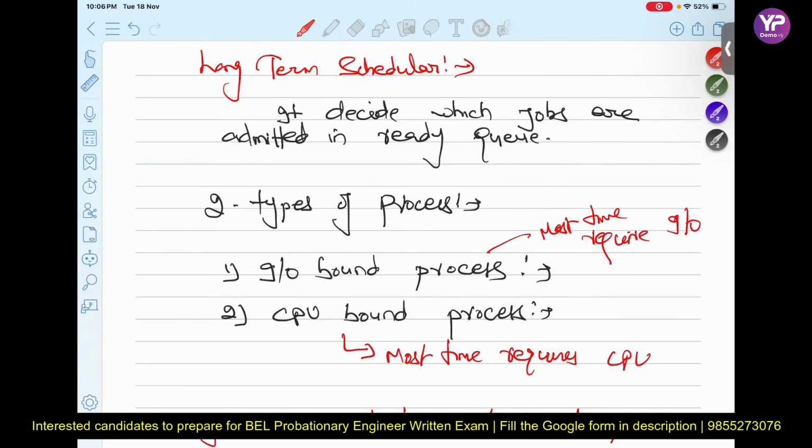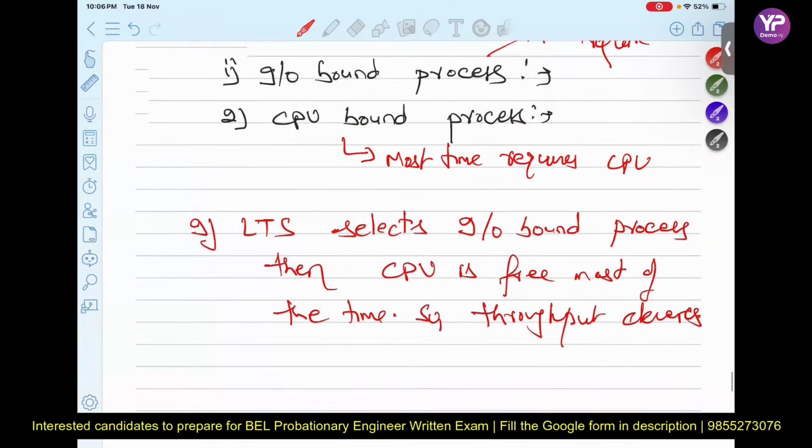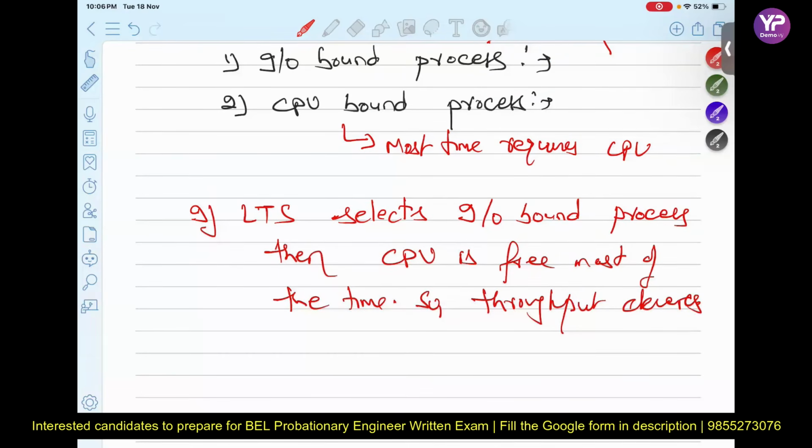So the task is like if long-term scheduler always brings only IO bound process or CPU bound process, then we always have some disadvantage. In IO bound processes, CPU is idle. In CPU bound process, what is the problem? IO bound processes will be starving. So throughput decreases because each process requires most of the time the CPU. Suppose that one process will take a lot of time to complete. So overall throughput decreases. That's why, keep in mind, it's the task of long-term scheduler to bring the processes which are a mixture of IO bound and CPU bound. Are you getting my point?